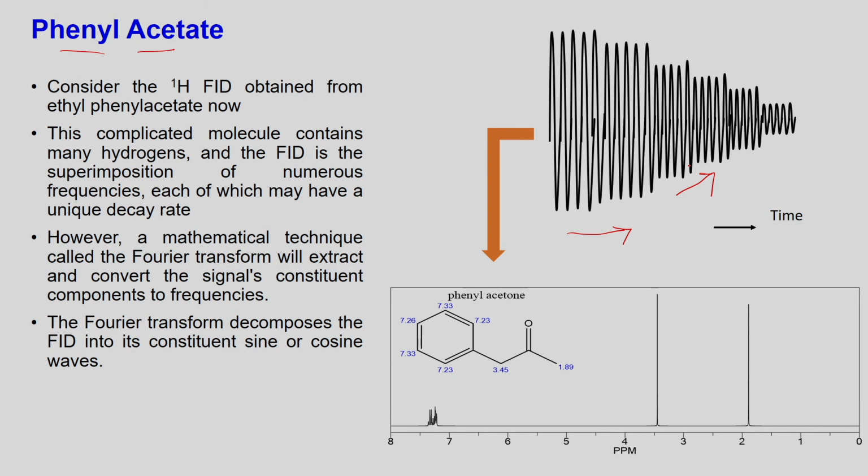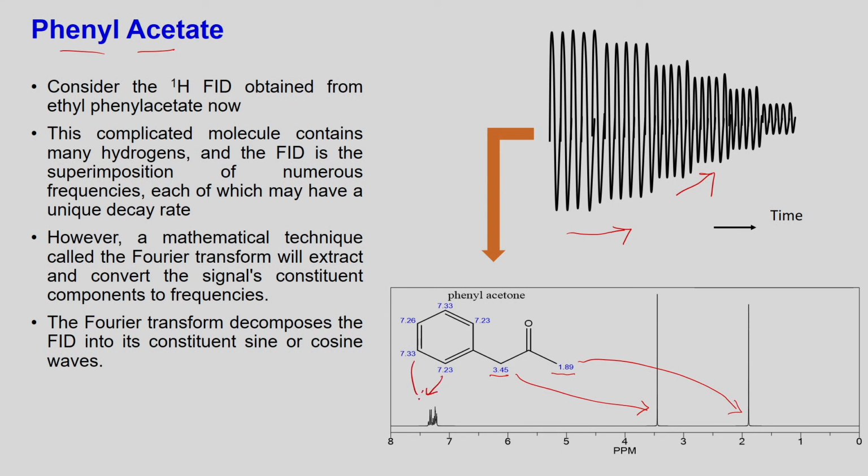Now if you see the structure of this phenyl acetate as given below, you see the different protons having shifts at different locations. So, this is 7.23, 7.3, 7.26 like that, while those which are not connected to the aromatic ring have a lower chemical shift, 3.45 and 1.89. So, 1.89 is the methyl group and 3.45 is the methylene group. 1.89 appears here and 3.45 here, and the remaining are all clubbed together.